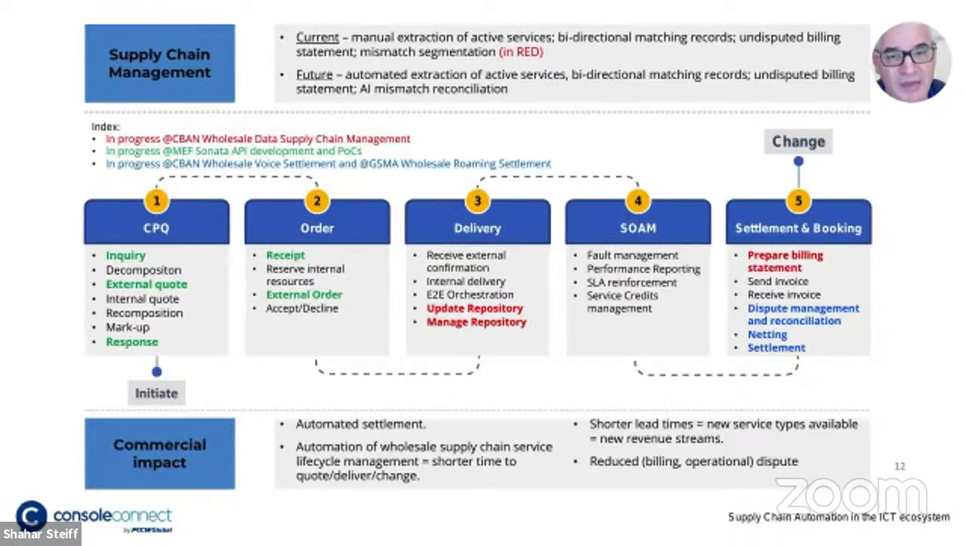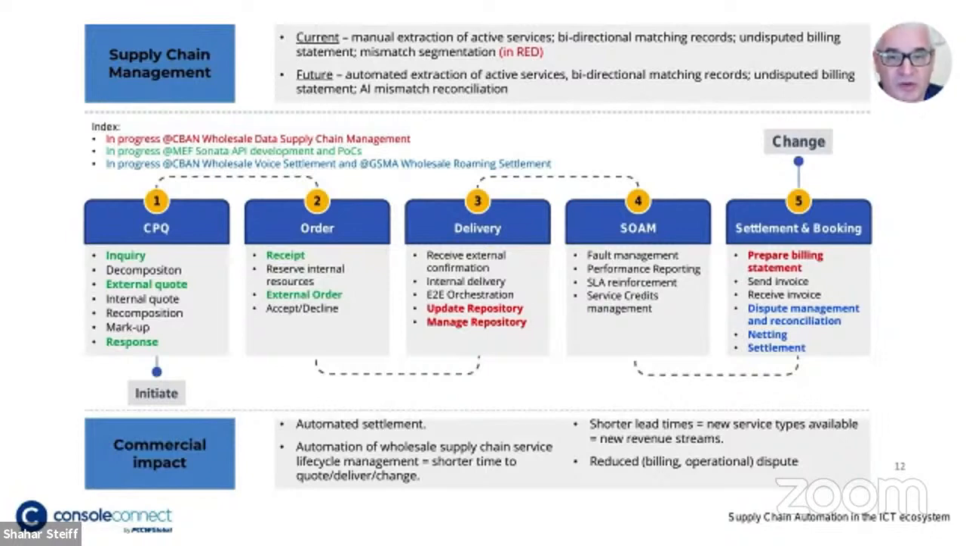Once order is accepted, now we go through delivery, which means we need to receive external confirmation from external partners that they have been able to deliver their element. We need to deliver our internal elements. We need to orchestrate end-to-end internal elements and external elements. We need to update our repository to sign that those resources are as in service. And we need to manage that repository to make sure that it is not reused. And if anything happens, we need to make sure that things can be repaired.